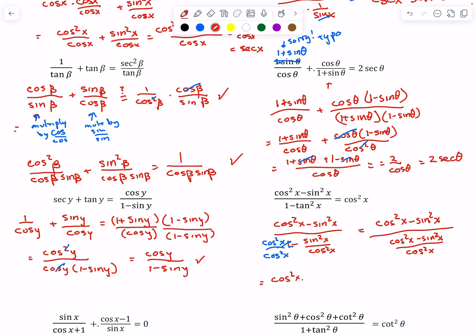Keep, change, flip. Don't you love that phrase? I used to teach with somebody who detested that phrase. Flip the denominator. Cancel, cancel, and we're done. Yay.